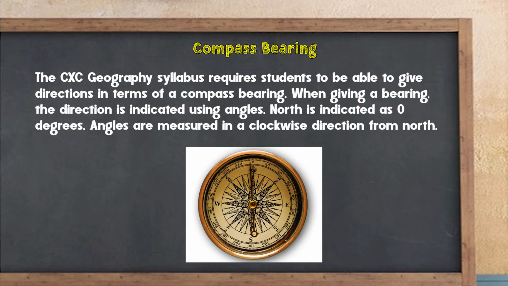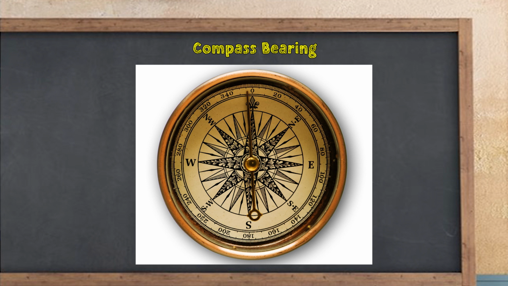Now, compass bearing. The CSEC geography syllabus requires students to be able to give directions in terms of the compass bearing. When giving a bearing, direction is indicated using angles. North is indicated as 0 degrees. Angles are measured in a clockwise direction from north. Let's have a look at the compass on screen. Now, looking at the compass, you can see that 0 degrees represents north and 90 degrees represents east.